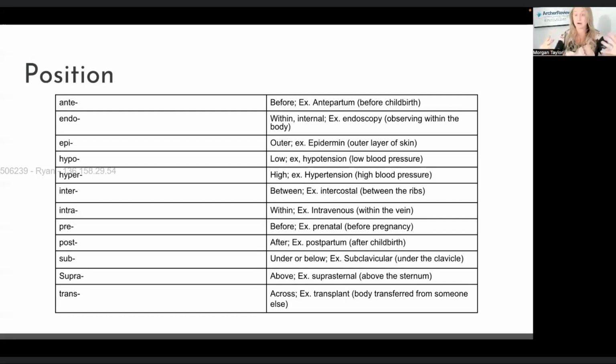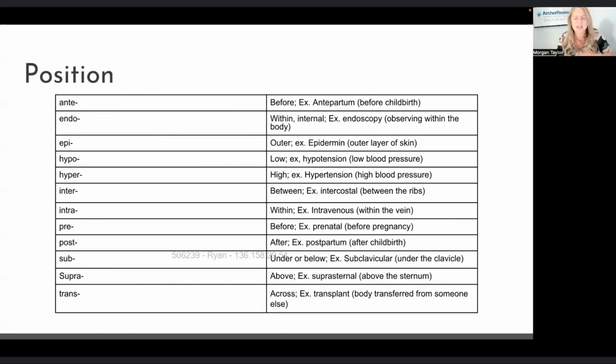Epi is the outer layer, like your epithelium, that outer layer of tissue. Hypo, low, hyper, above, right? So hypovolemia, volume. Emia, blood. Hypo, low. Hypovolemia, low blood volume. Boom, easy peasy. Inter means between. So for example, intercostal, between your ribs. And intra means within. Intravenous, in your vein.